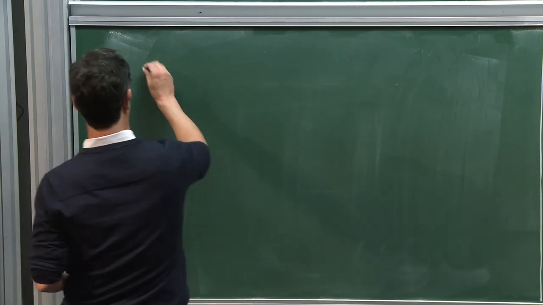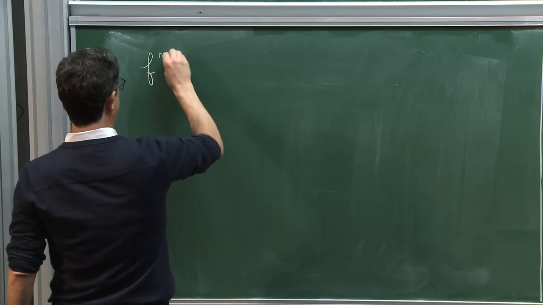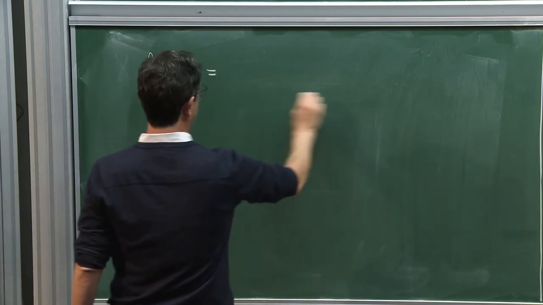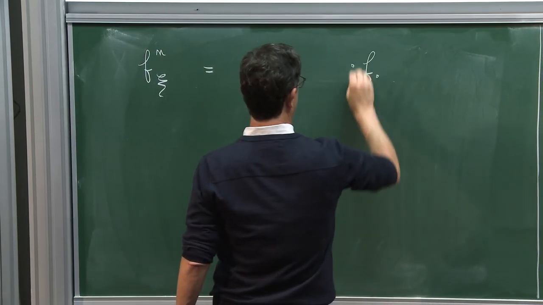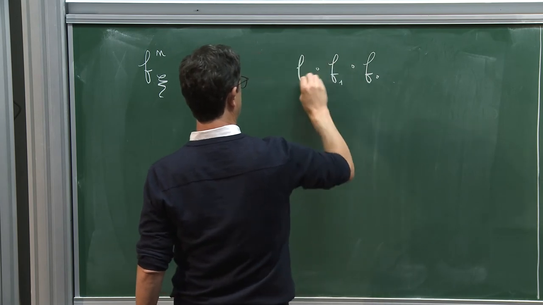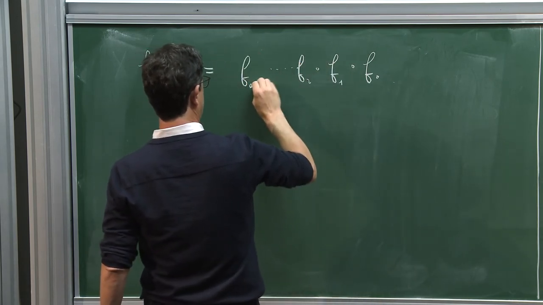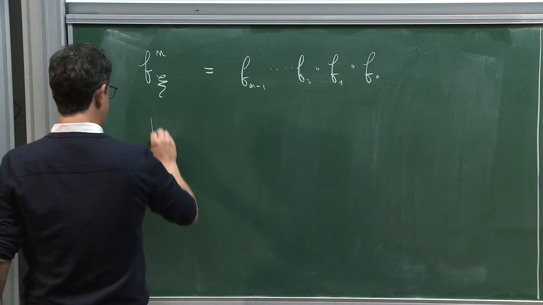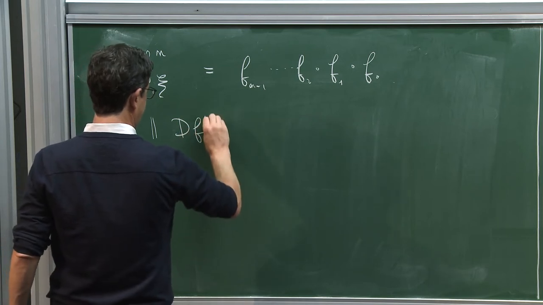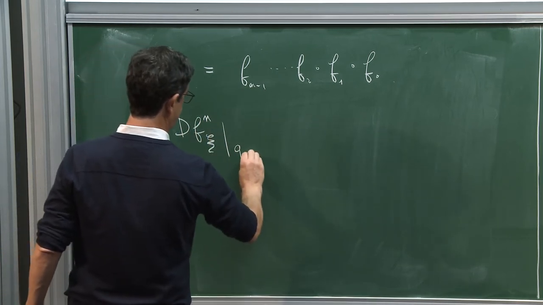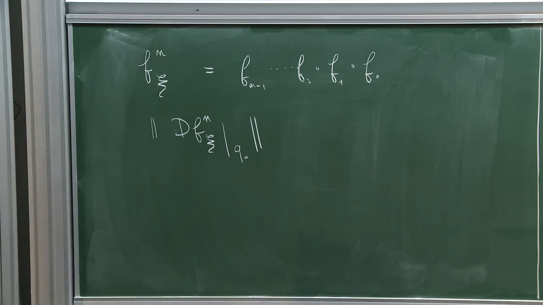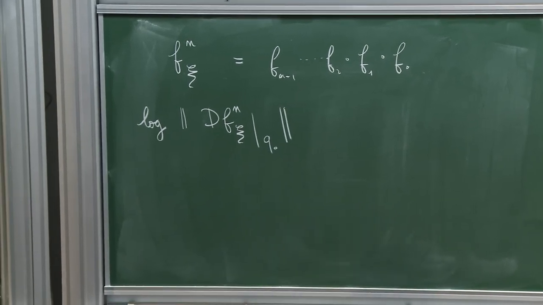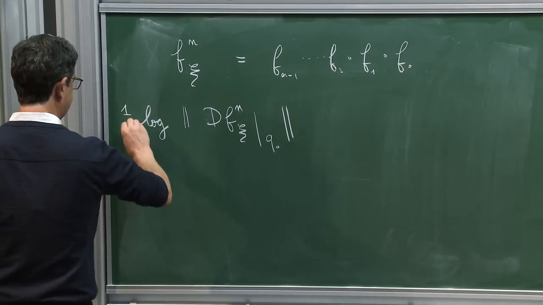So you write, let's say, the nth iterate for the sequence xi, fn xi, is f0, then you apply f1, then you apply f2, up to fn minus 1. And the quantity I'm looking at is the norm of the derivative of fn xi at some point q0. I want to understand the exponential growth rate of that, so 1 over n log of this quantity.